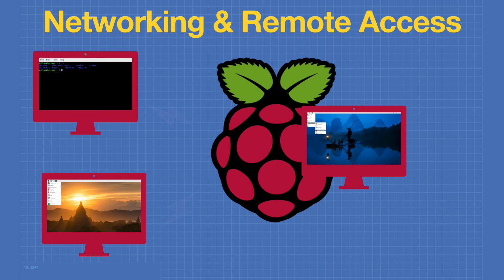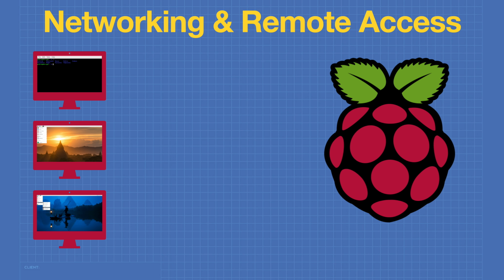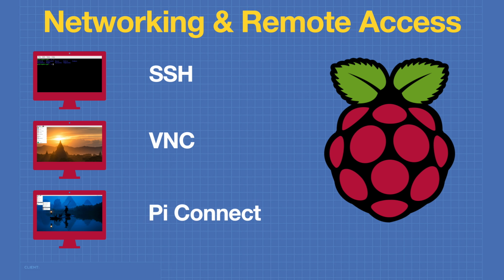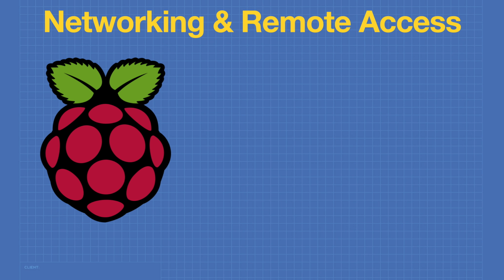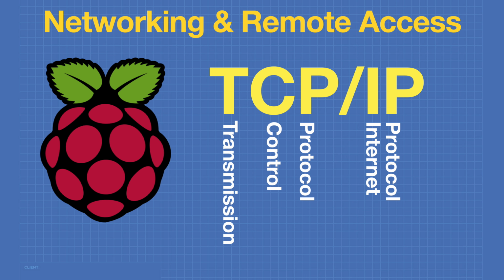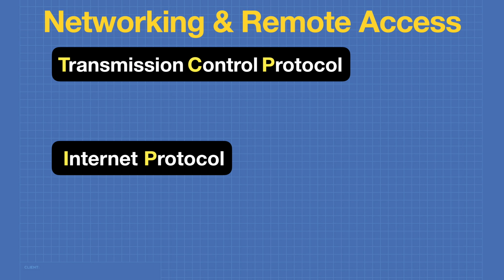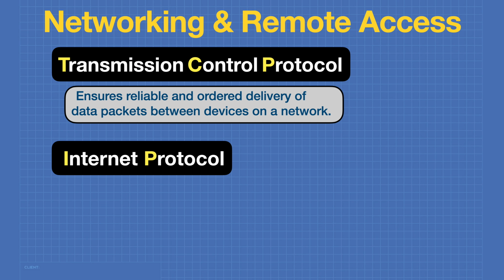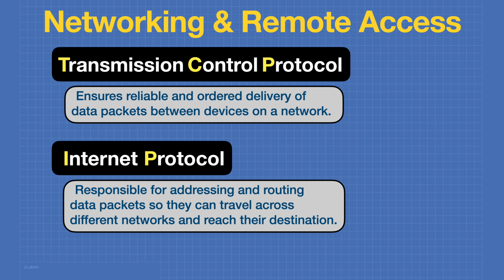Today we'll be examining three remote access methods for the Raspberry Pi: SSH, VNC, and Raspberry Pi Connect. All of these methods work upon TCP/IP. These are the two protocols that the Internet and your local area network are based upon. TCP is Transmission Control Protocol, and it's responsible for delivery and reliability of the packets on a network. IP is the Internet Protocol, and it's responsible for the routing and addressing of those packets.